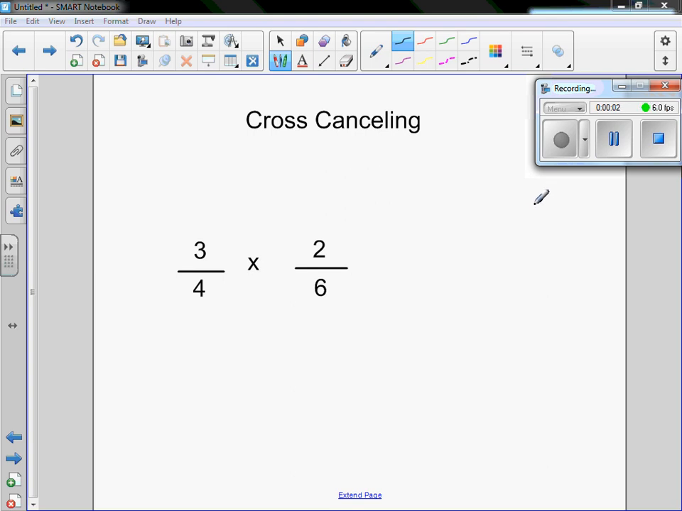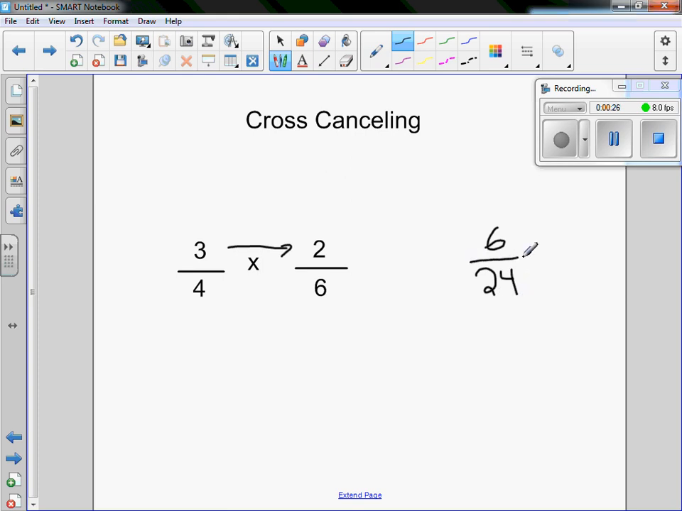I'm going to quickly show you how to cross-cancel. This is cross-cancel. First thing I'm going to do is solve this regular without cross-canceling. To do this type of multiplication, all you do is multiply the top, which would give you 6. 3 times 2 is 6. And multiply the bottom. 4 times 6 is 24.